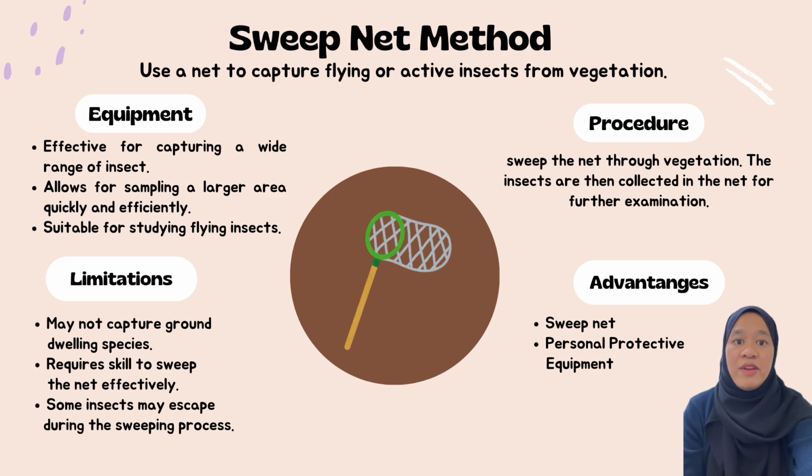There are a few advantages of this method, which include effectively capturing a wide range of insects, allowing for quick and efficient sampling of larger areas, and last but not least, being suitable for studying flying insects. But there are some limitations for this method, which is the potential inability to capture ground-dwelling species. The second one is requiring skill to sweep the net effectively, and the last one is the possibility of some insects escaping during the sweeping process.